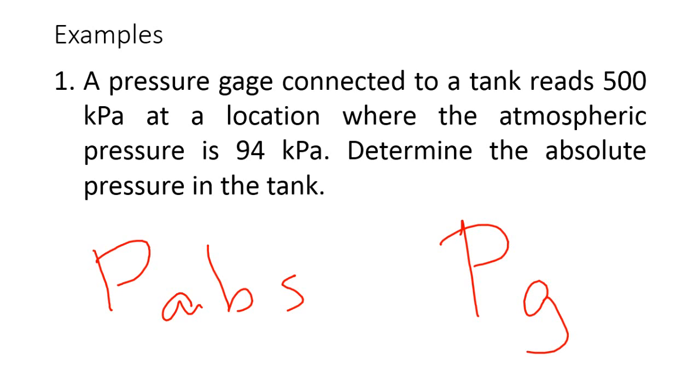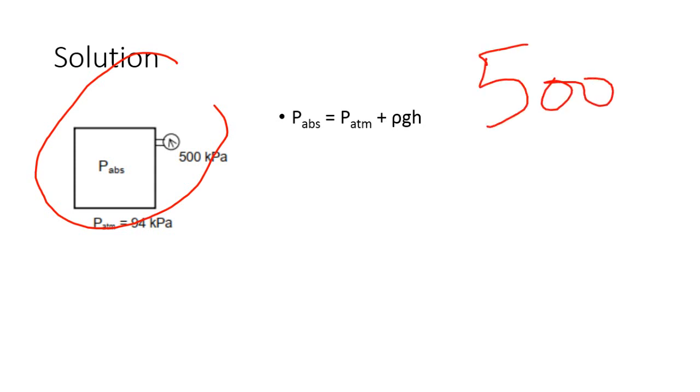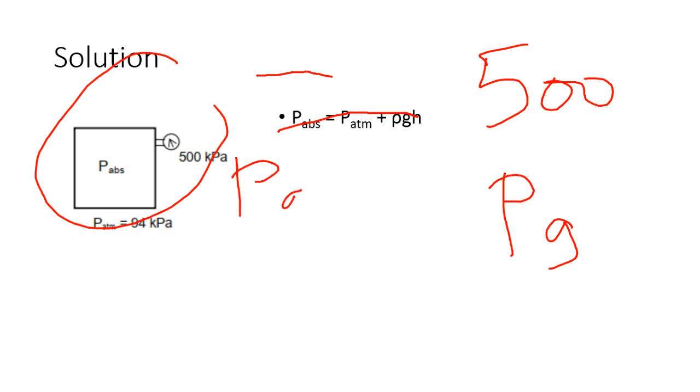gauge pressure. So as you can see in this slide, we have the tank, and a gauge is attached to the tank, and the gauge reads 500 kilopascal, and this 500 kilopascal is the gauge pressure. That is the gauge pressure. So let me make a correction here. This is P absolute is equal to P atmosphere plus P gauge. So that is gauge pressure.